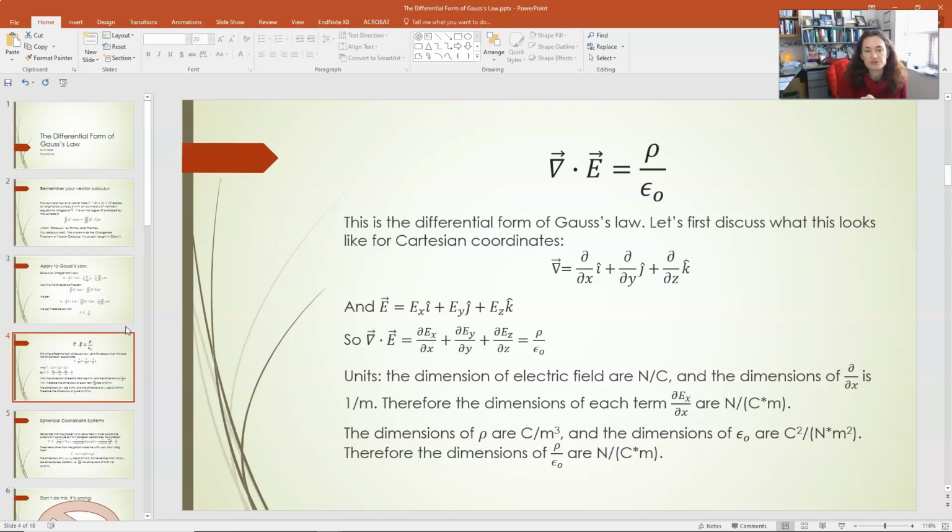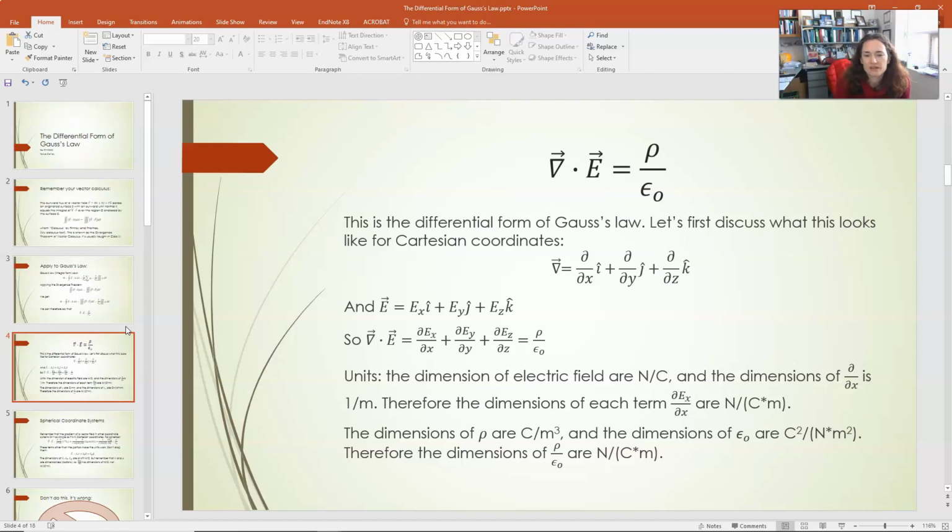So when you do this for del dot E, what you end up with is partial of E sub x with respect to x, plus partial of E sub y with respect to y, plus partial of E sub z with respect to z. That's your del dot E. And then you would set that equal to rho over epsilon naught. Okay? So that's what it looks like mathematically.